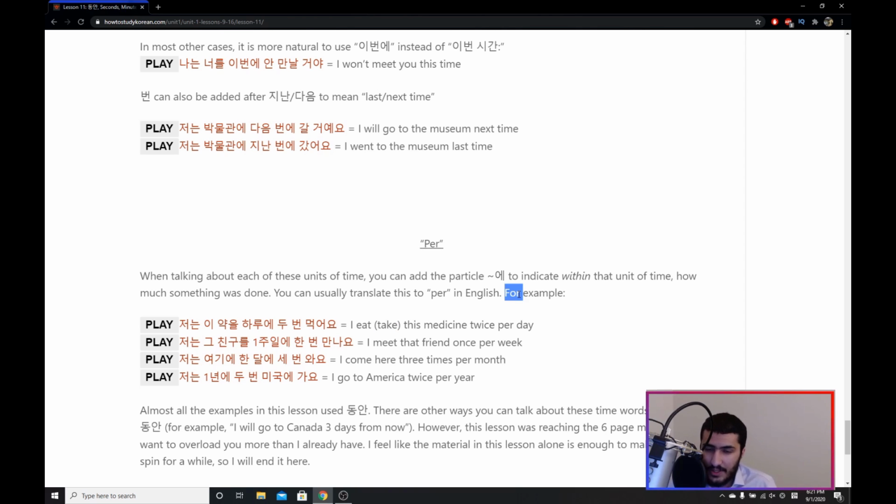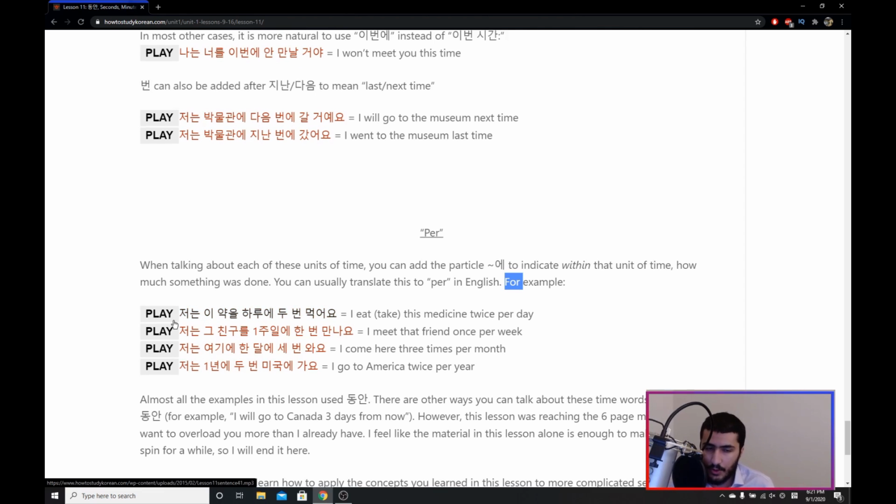But yeah, once you want to say, I'm taking it twice a week, you wouldn't say 두 번 하루에, you wouldn't say it that way. You would actually start with the unit of measure, the time frame, so the 1 day per day, and then you would say how many times. So 저는 그 친구를 일주일에 한 번 만나요. I meet that friend once per week.